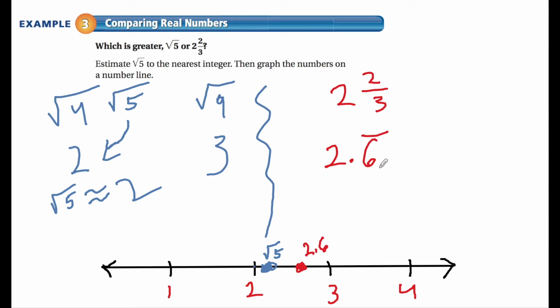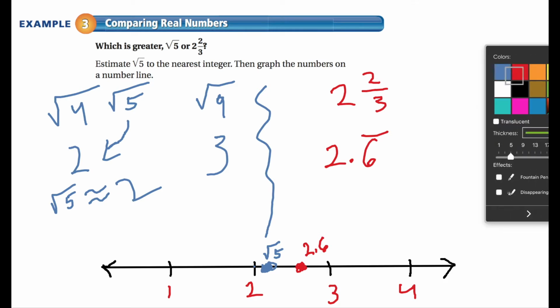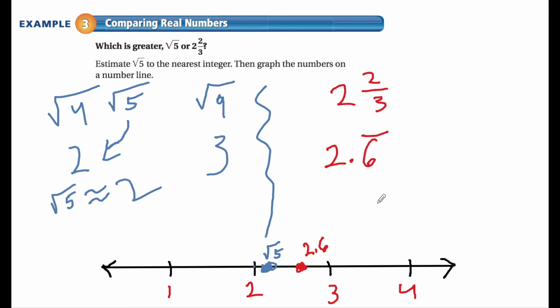So, that being said, let's change the color one more time. Go green. That being said, the square root of 5 is less than 2 2/3.